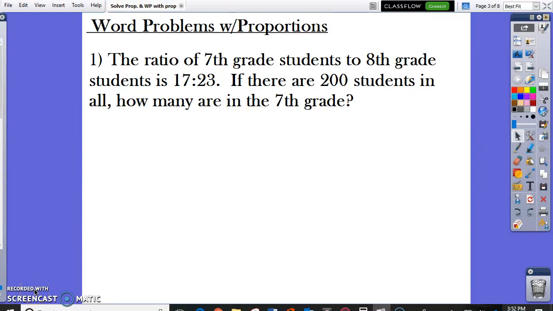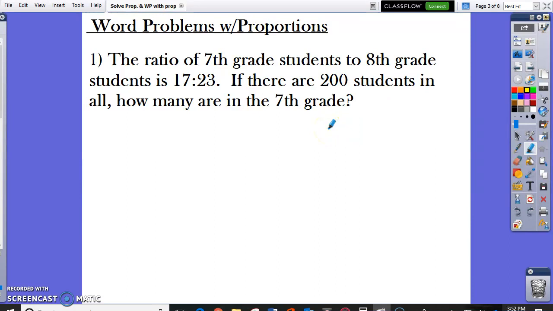Guys, I'm back to show you how to use proportions with word problems. So let's take a look at our first one. We need to remember that when you're finding a missing part in a word problem that involves proportions, you're going to have two ratios. You have to match up the like units.